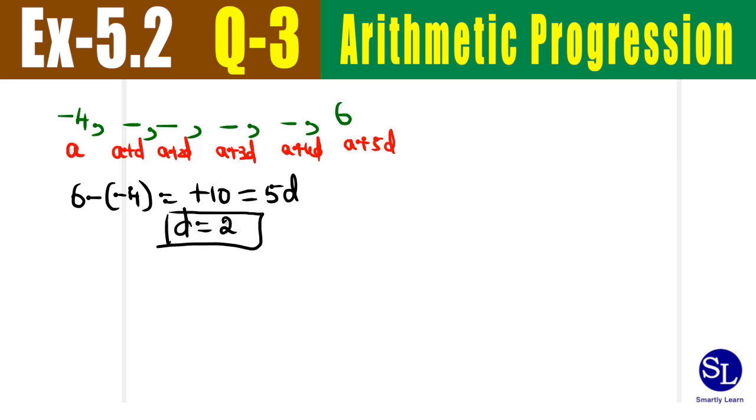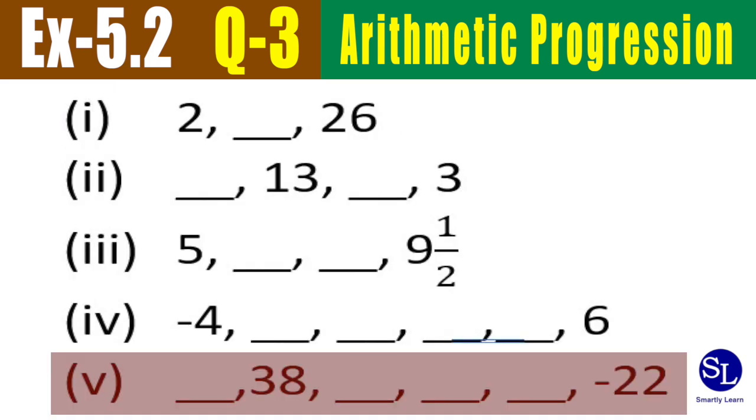Now that we got the value of d, you can simply add d to minus 4 for every term to get all the terms. So minus 4 plus 2 is minus 2. Minus 2 plus 2 is 0. 0 plus 2 is 2. 2 plus 2 is 4. Like that we have filled the missing values. Now for the last one, let us do this.